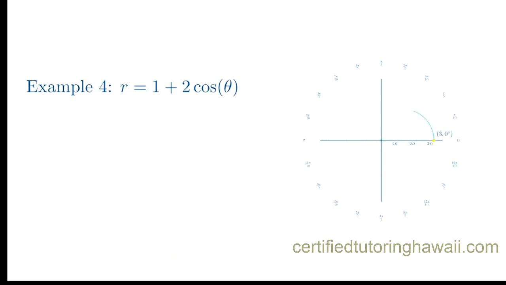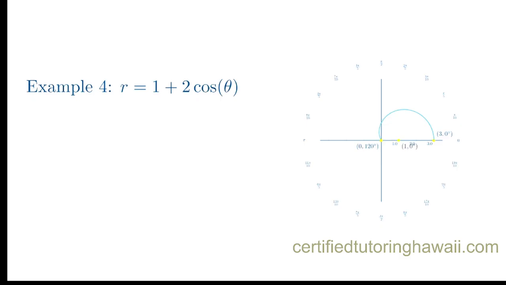As theta increases, cosine decreases and r shrinks. By 60 degrees, r is 2. At 90 degrees, r is 1. But what happens after 90 degrees? Cosine becomes negative. At 120 degrees, cosine of 120 is minus 0.5. So r is 1 plus 2 times minus 0.5, which is 0. We hit the pole at 0, 120 degrees.